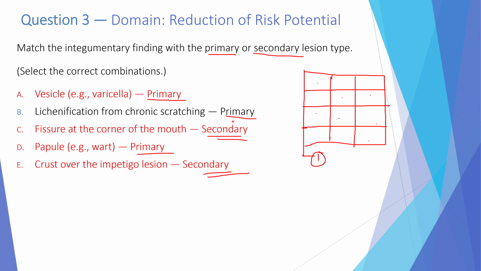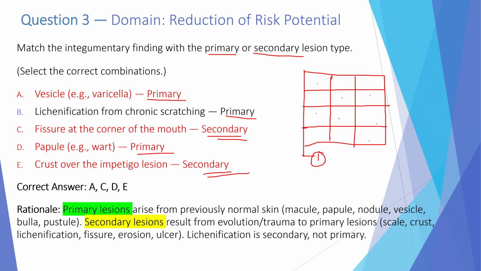So why this is not, I'll tell you now. The rationale: the primary lesions arise from previously normal skin: macule, papule, nodule, vesicle, bulla, pustule. And then the secondary lesions result from evolution or trauma to a primary lesion: scale, crust, lichenification, fissure, erosion, ulcer. So lichenification is secondary, not primary.